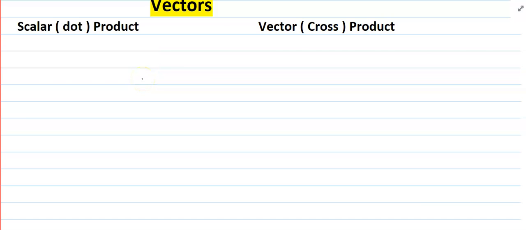Hi guys, in this video today we are learning about the vector product. So there are two types of products in a vector. One is called scalar or dot product. Second one is called vector or cross product.